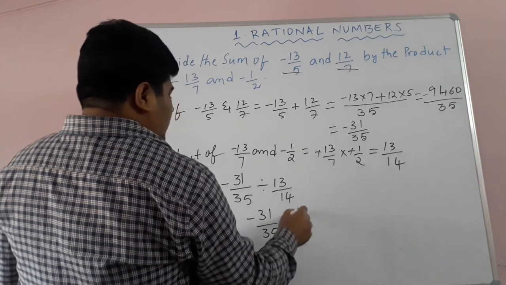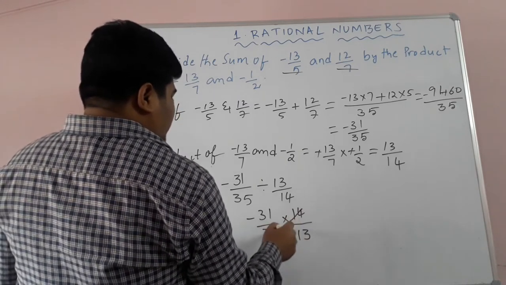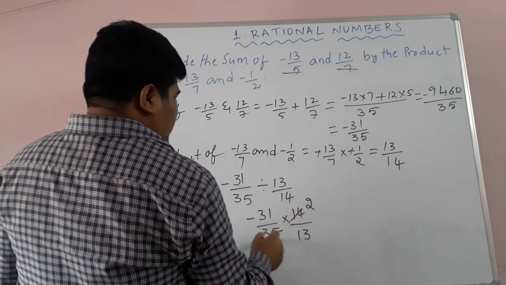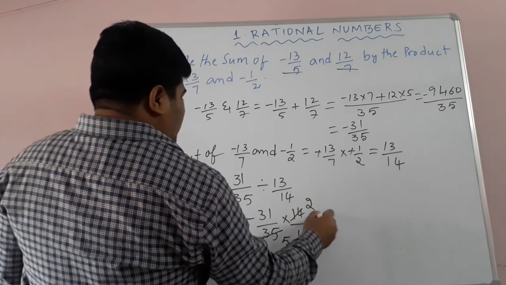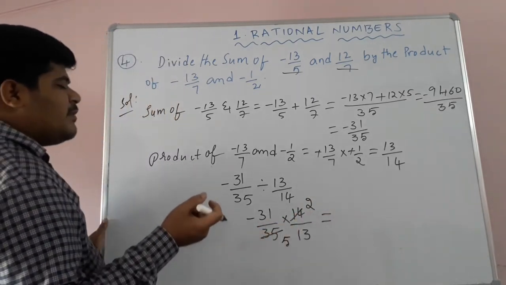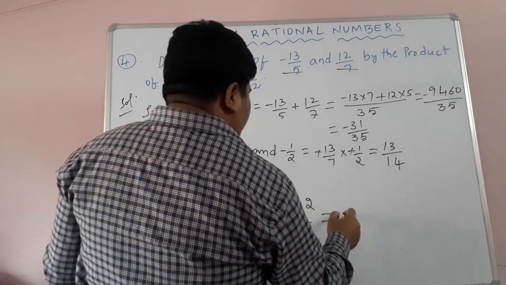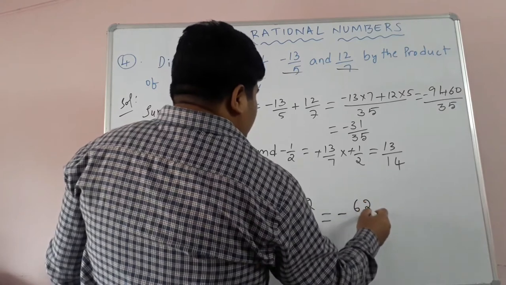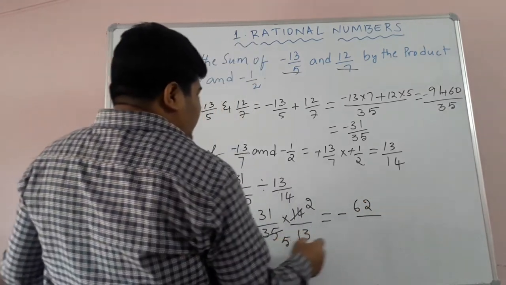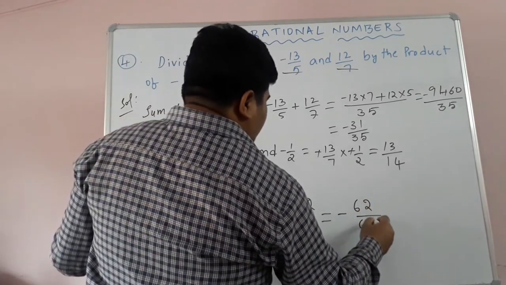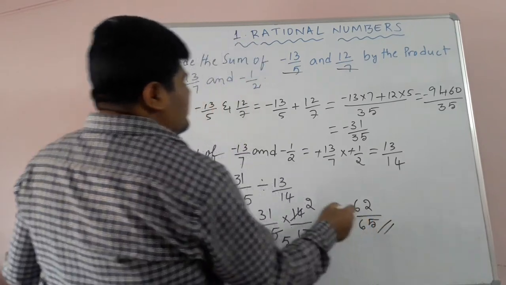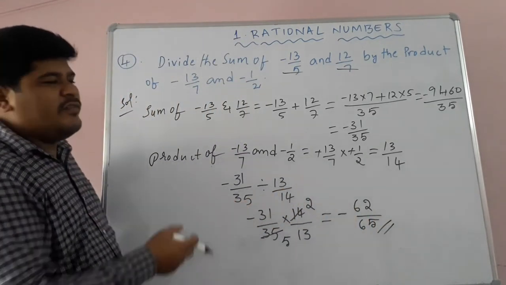Okay, now, children, 7 is a common factor of 35 and 14. 7 2s are 14, 7 5s are 35. Now, children, product of the numerators by product of the denominators. There are no more common factors. So 31 2s are 62, children, minus into plus is minus. So minus 62 by 13 5s are 65. Or 5 13s are 65. So, children, this is the final answer. In this way we will solve this problem.